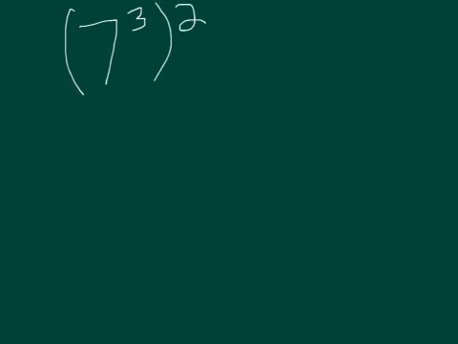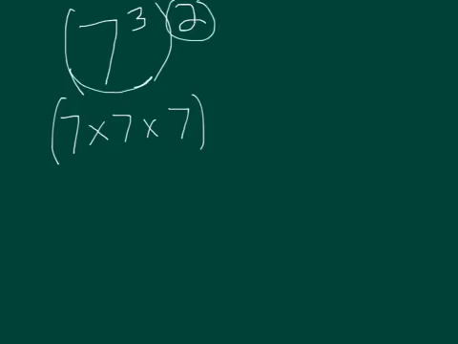So the easiest way to understand the rule for this is to expand it out and show what it looks like. So if I take 7 to the third power, that means 7 times 7 times 7. And if I take that to the second power, that means multiply that thing, 7 to the third power, times itself. So I got two 7 to the third powers here.